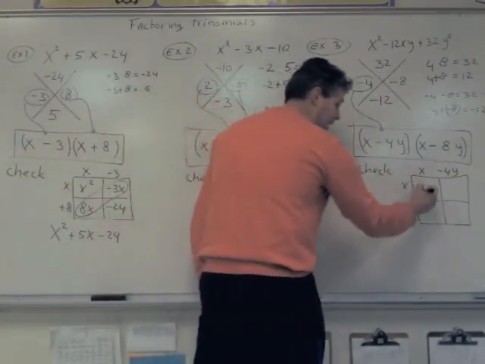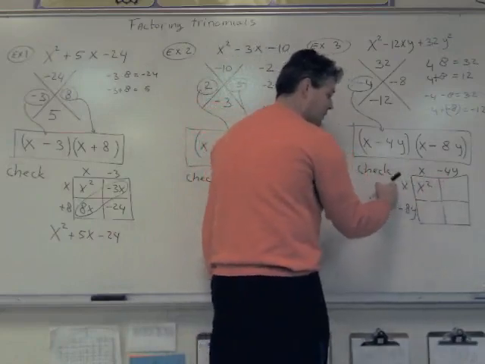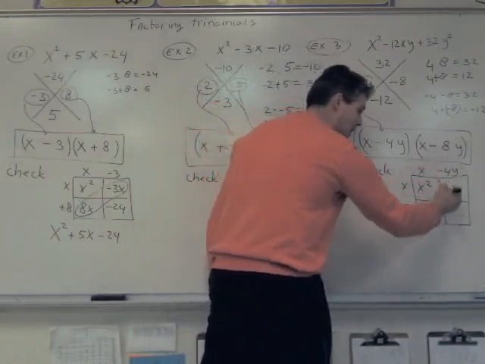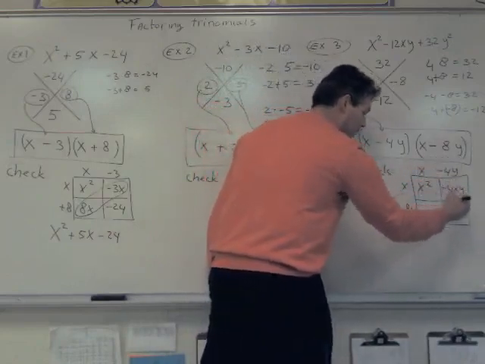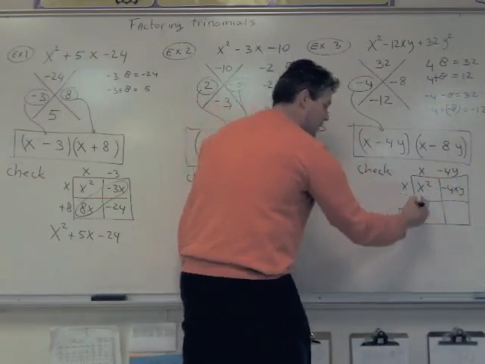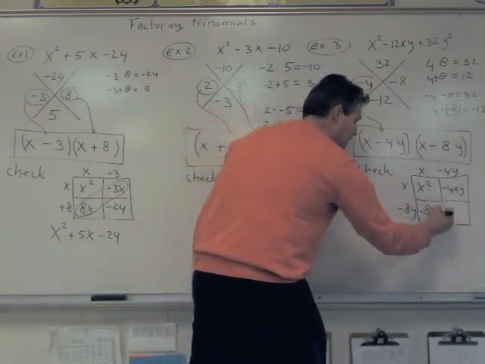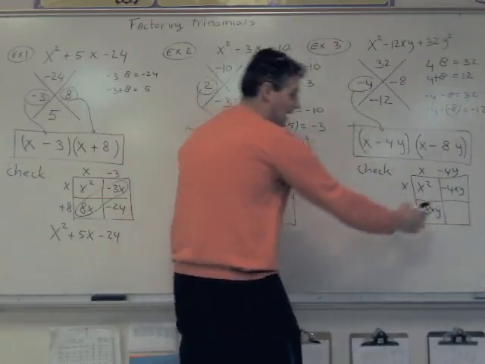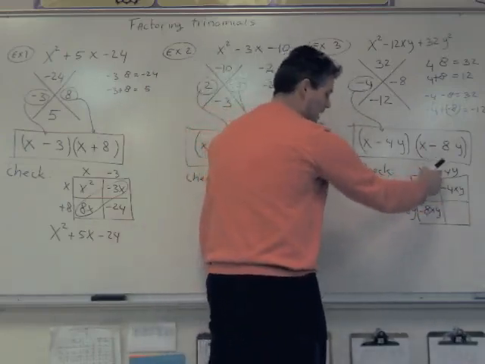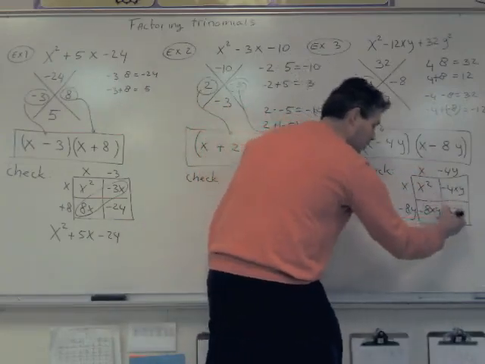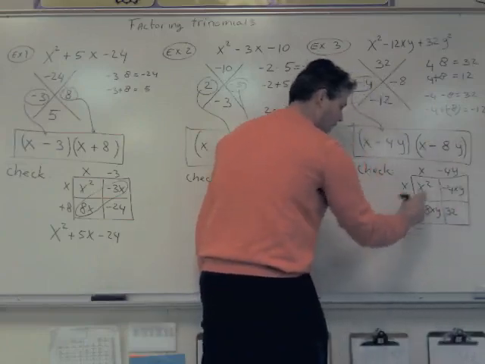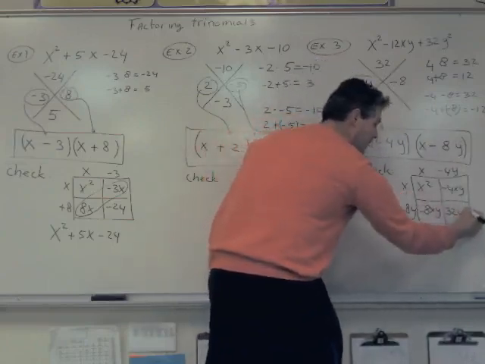The first box, x times x is x squared. X times negative 4y, negative 4xy. X times negative 8y, negative 8xy. And then in the last box here, we get negative 4 times negative 8 makes 32. And then the y times the y makes the y squared.